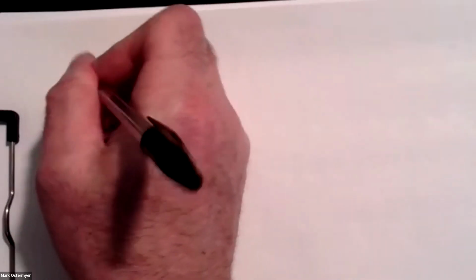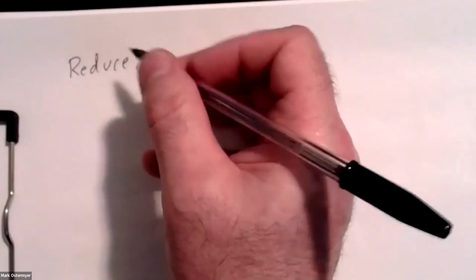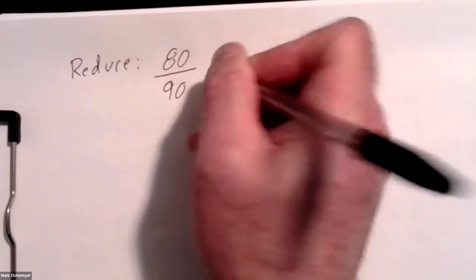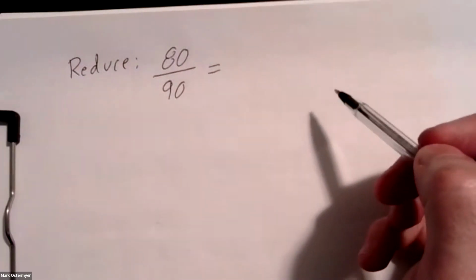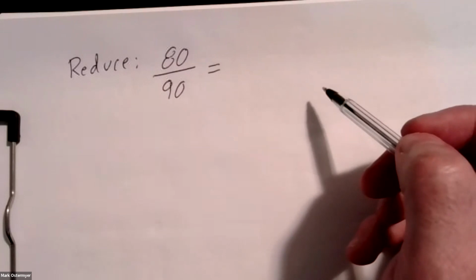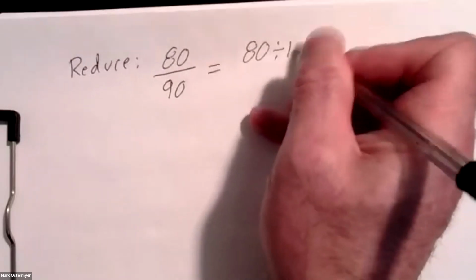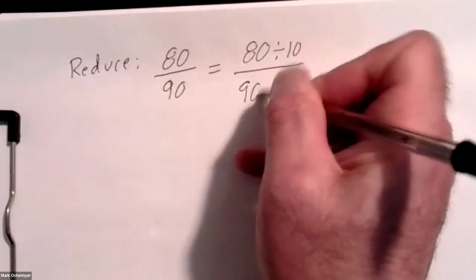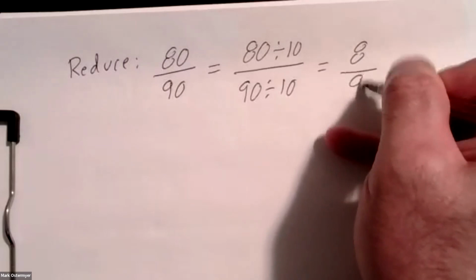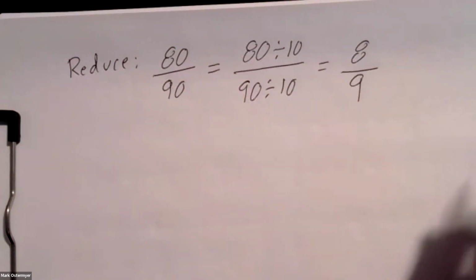All right, let's try to reduce a couple of fractions. If I give you a fraction like 80/90, can anybody give me a number that divides into both the numerator and denominator? Any number that divides into 80 and 90. 10. So we could reduce this fraction by dividing the numerator and denominator by 10 and take it down to 8/9. That's good.